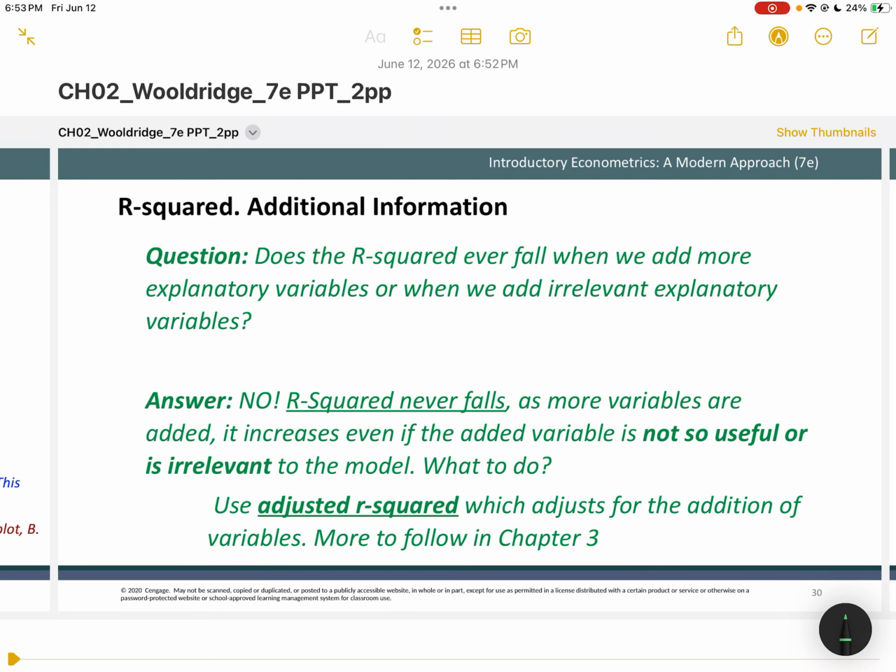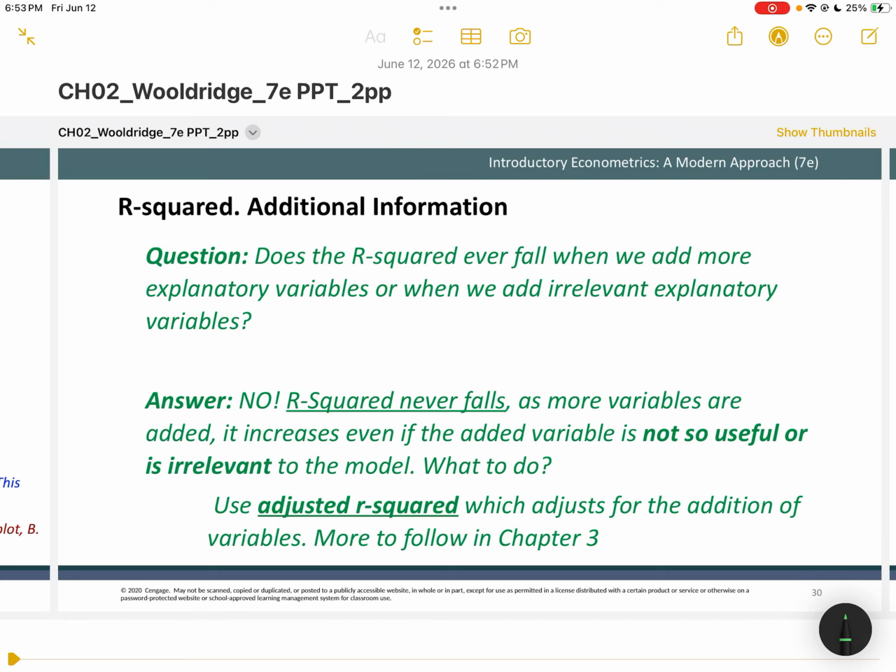Again, the R squared never falls. Even if we add irrelevant variables, the R squared doesn't fall, it keeps increasing. So this tells you that you can't just look at the R squared and believe that your variables are relevant. You have to spend some time, like we saw in chapter 1, in the economic model phase, where you establish relevance of the variables that you are adding into the model.